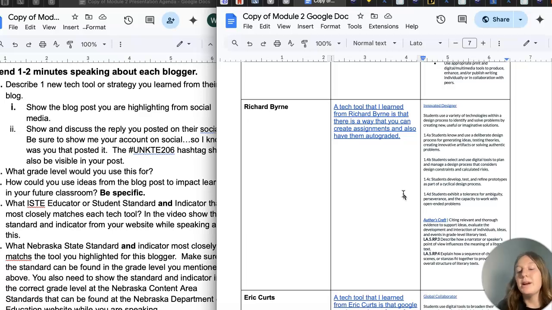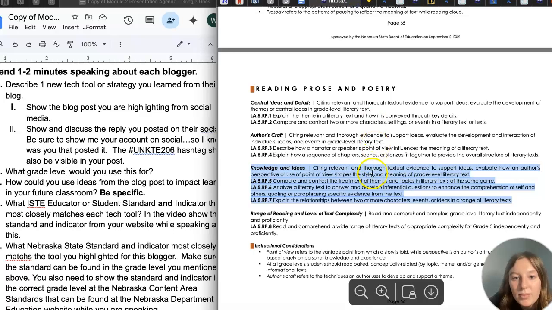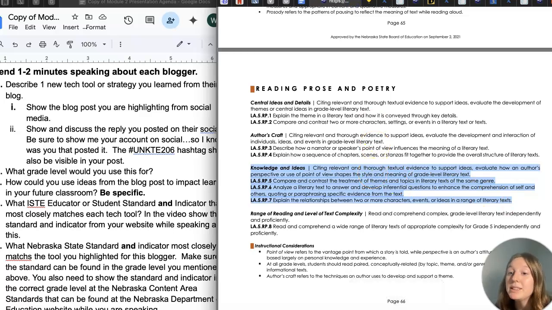And then for my Nebraska State Standard, I put citing relevant and thorough textual evidence to support ideas, evaluate how an author's perspective or use of point of view shapes the style and meaning. I feel like it's very important when you're using your own thoughts and ideas to get your things graded sooner than later, so that way you know if they were good ideas or bad ideas.